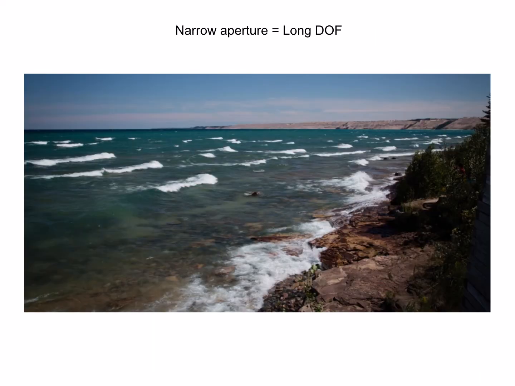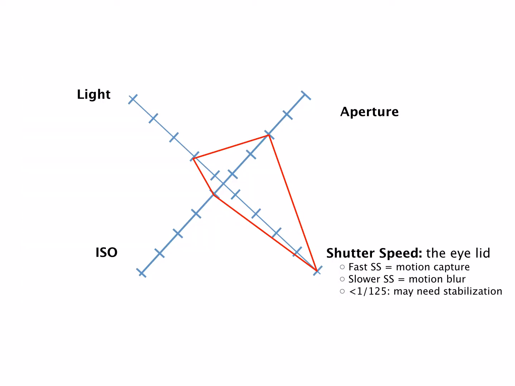Okay, this is an example of the opposite end of the spectrum. Here's a narrow aperture, which lends to a long depth of field. This is obviously a landscape photo, and everything is in essence in focus, right? You've got the rocks in the foreground and the cliffs in the background. This was taken in the afternoon, so I had a great deal of light, and I was able to use a narrow aperture in this case. So that's some examples of aperture.